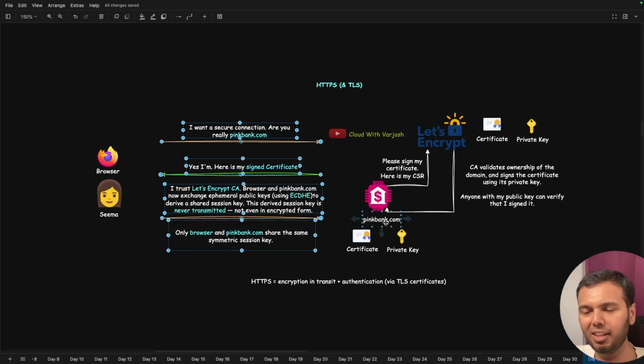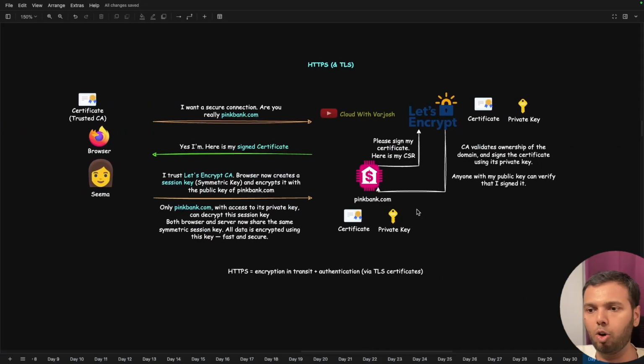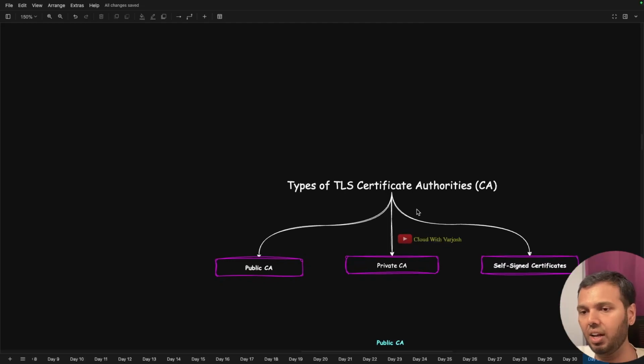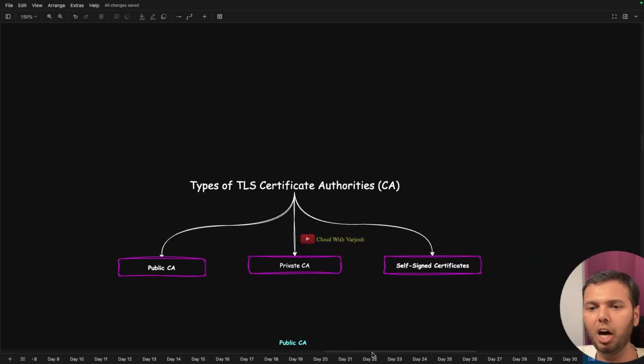So I hope this gives you a perspective on how TLS 1.3, and TLS 1.2 that uses ECDH, is highly secure. So let's move to the next topic, which is types of TLS certificate authorities. First is a public certificate authority, then there is a private certificate authority, and third is not essentially a certificate authority, so to speak, but we will talk about self-signed certificates.